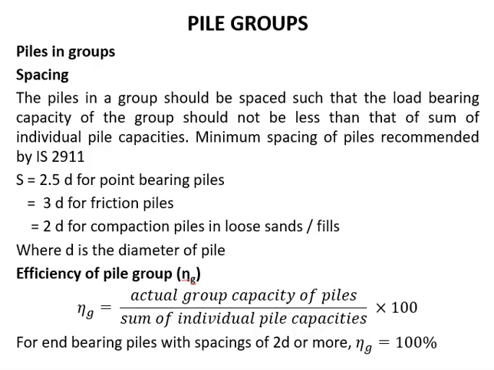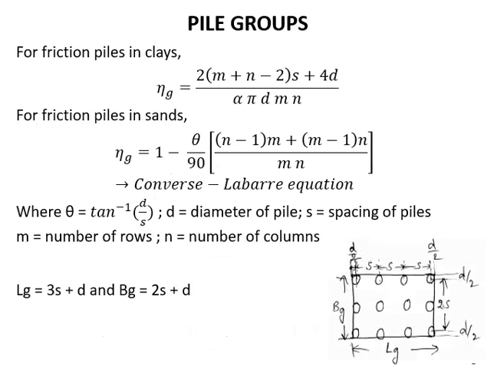Efficiency of pile group. Efficiency of pile group is equal to the actual group capacity of piles divided by the sum of individual pile capacities. For friction piles in clays, efficiency of pile group is equal to 2 times (m plus n minus 2) times s plus 4d, divided by alpha pi d times m n. Here m is the number of rows in the pile group and n is the number of columns in the pile group, s is the spacing, d is the diameter, and alpha is the adhesion factor.